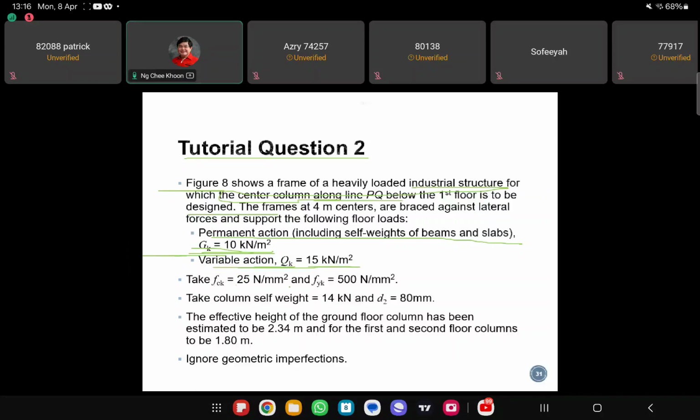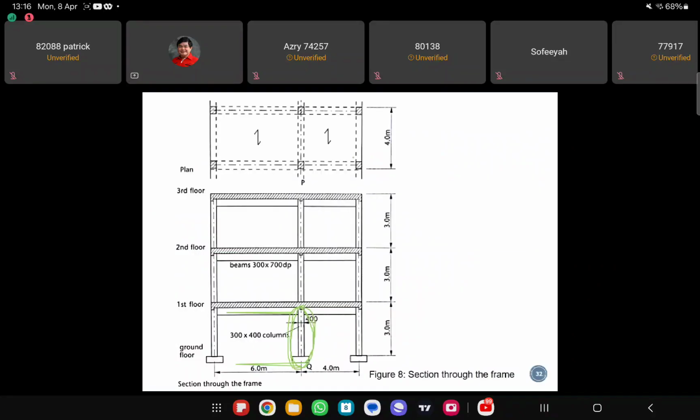And then concrete strength is 25 Newton per square millimeter, and the yield strength of the steel is 500 Newton per square millimeter. So take the column self-weight as 14 kilonewton. Meaning that this column is 14 kilonewton. This column is also considered as 14 kilonewton, right?